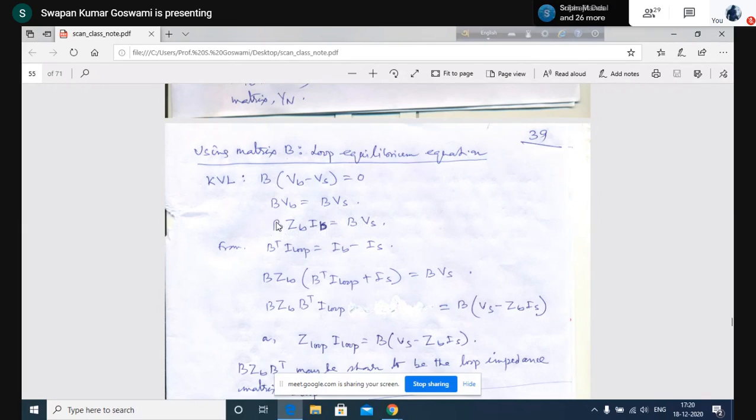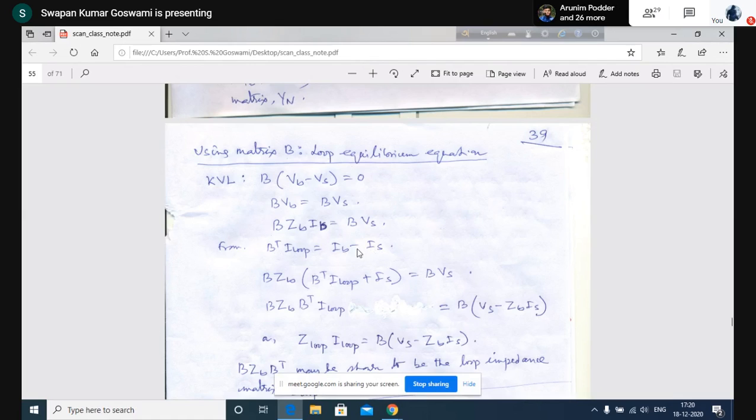Now the B matrix, you see, is nothing but the loop to element incidence matrix. So basically by using the B matrix we shall be solving loop equations, and therefore we have written B transpose I_loop as equal to I_E. That I_E we have also shown to be equal to I_B minus I_S. Element current has two components. One is the current through the impedance of the element, and the other is the current source in the element, which is written as I_S. So element current is I_B minus I_S. Now B transpose I_loop equal to I_B minus I_S.